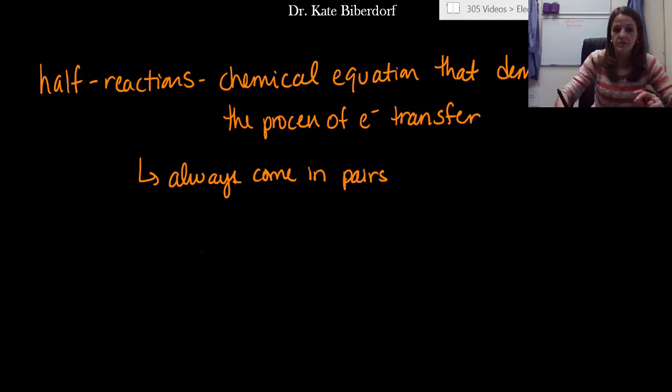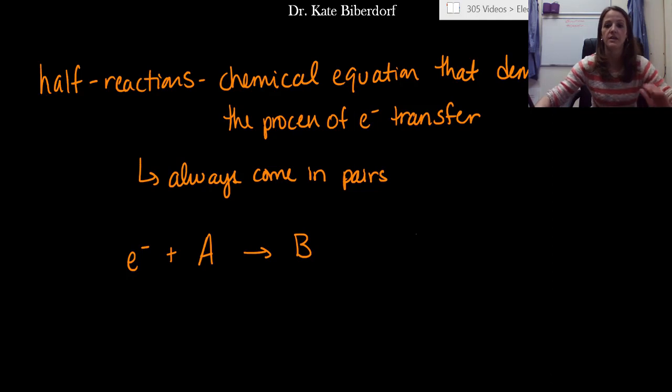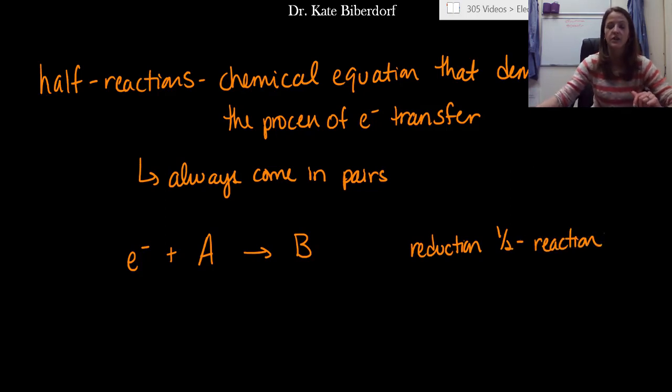Let's say we have some atom, molecule, whatever it is, A, and we're going to treat it with an electron and create a product B. This is what is called a reduction half reaction. Sometimes you'll see people write it like that with the fraction sign for half reaction. Both are equivalent and you're going to see both, so just get comfortable with both ways, okay? So that's a reduction half reaction. Your electrons are on the left side.